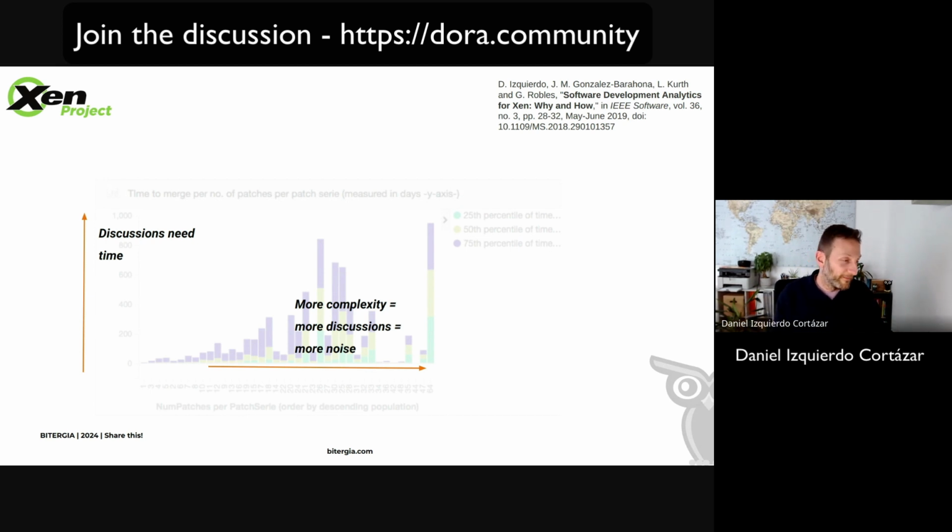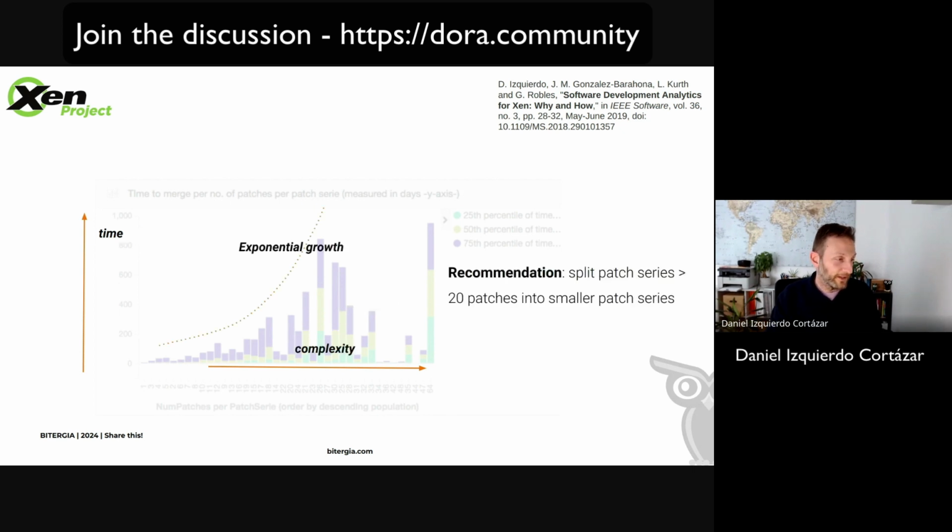Part of the problem, what we discovered through this code review analysis, is that the friction happens when people have to talk to people. At the end of the journey, one patch of the patch series took 1 unit of time, so there was a linear increase. But at a certain moment, I think around 15 or 20 patches, the time to review everything started to become exponential.